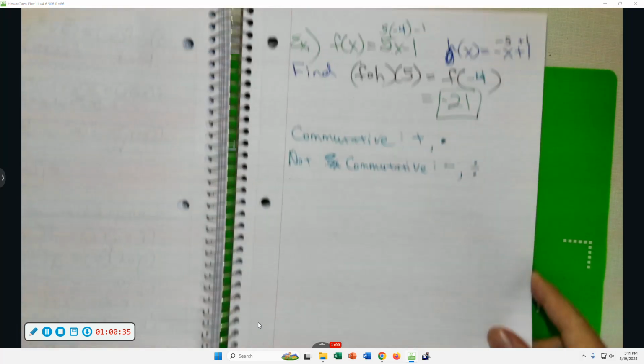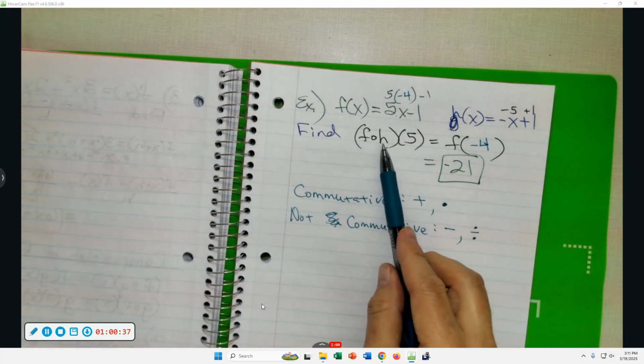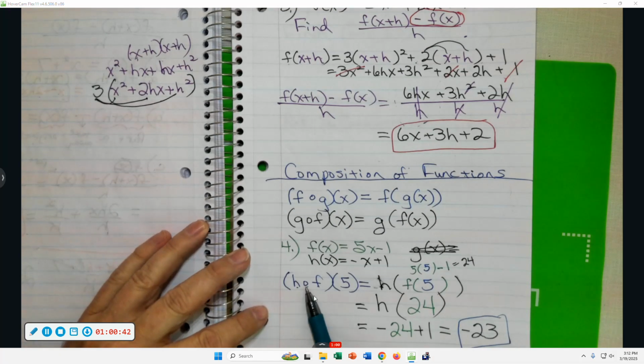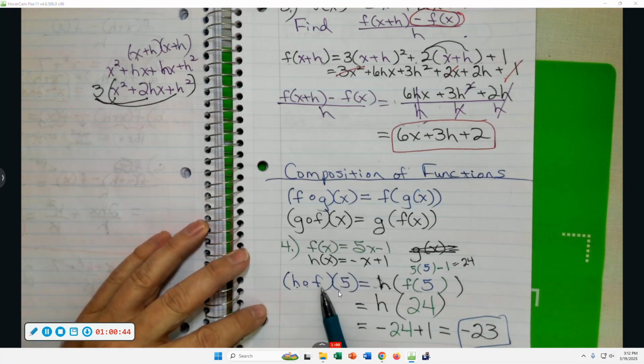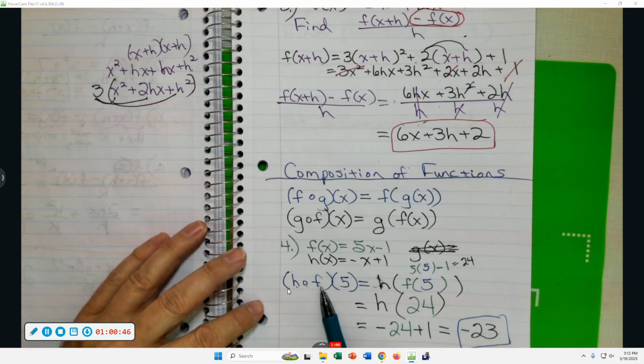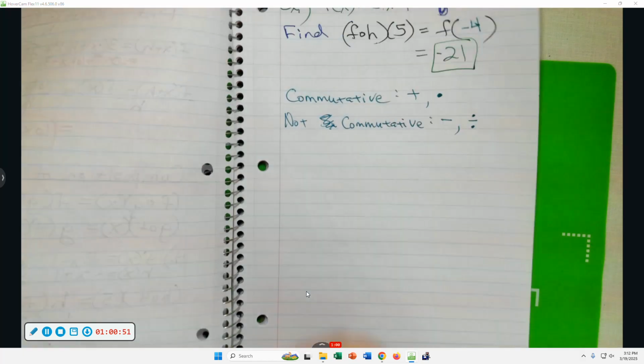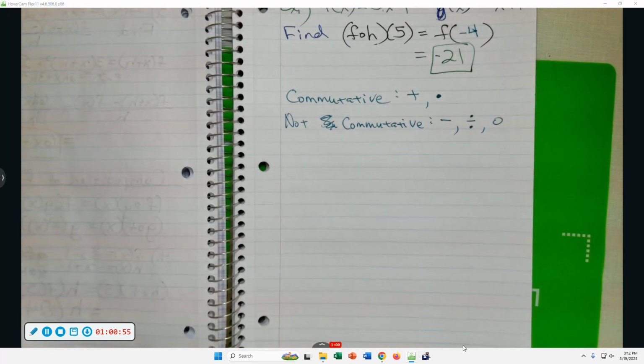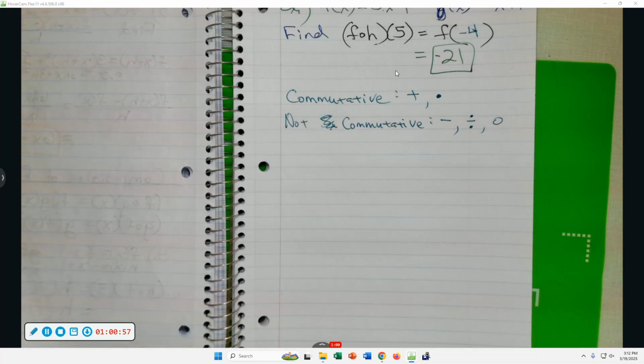If they ask you to find F composed with H in a problem, and you accidentally find H composed with F, you're probably getting the wrong answer. The order in which those functions are written is important. Composition is not commutative. So if they ask you to find G composed with F and you find F composed with G, you're getting the answer wrong probably. Occasionally they're equal, but most of the time they're not. Any questions there?